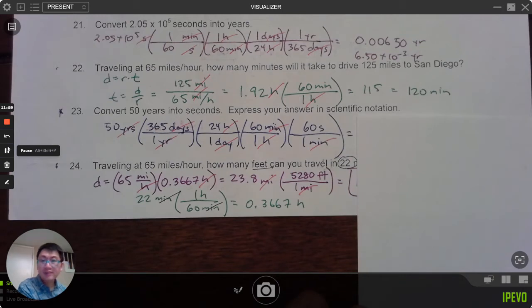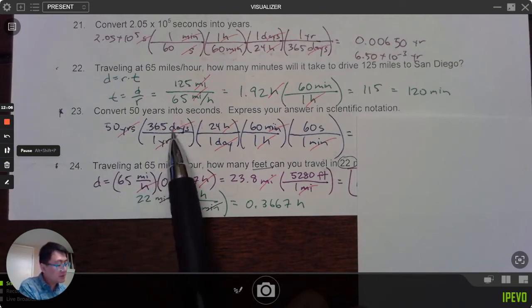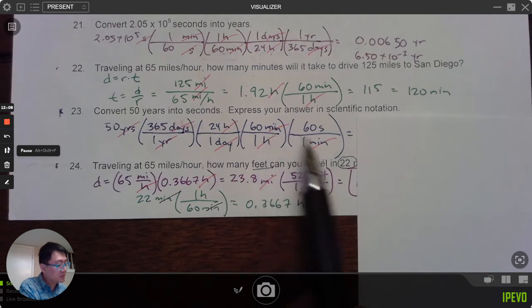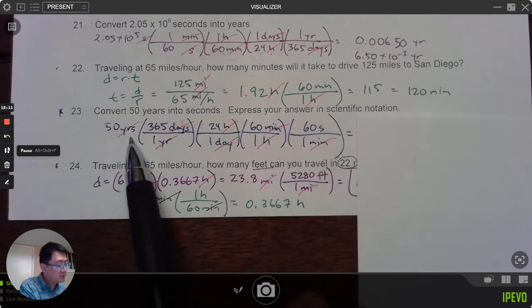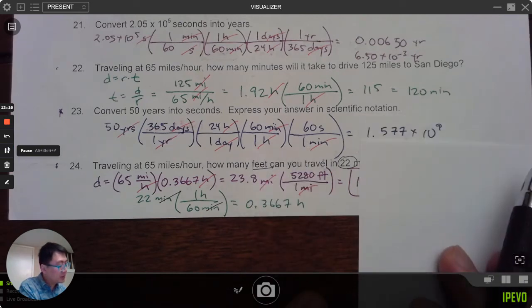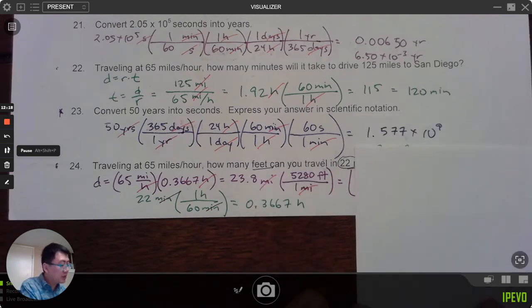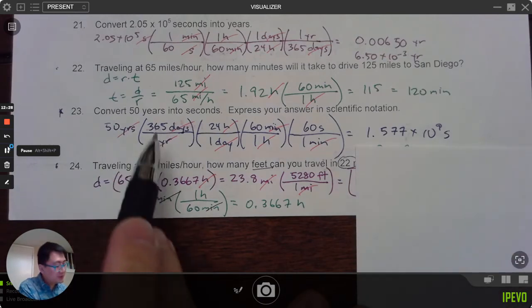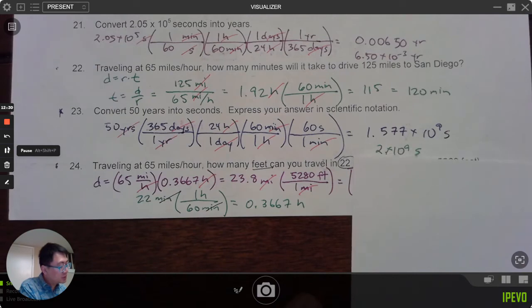Number 23. Convert 50 years into seconds, and write it in scientific notation. Okay, 1 year is 365 days, a day is 24 hours, an hour is 60 minutes, a minute is 60 seconds. 50 times 365 times 24 times 60 times 60 is, on my calculator, 1.577 times 10 to the 9, and these are seconds, or 50 if you want to see that as one sig fig, that's 2 times 10 to the 9th, one significant figure.